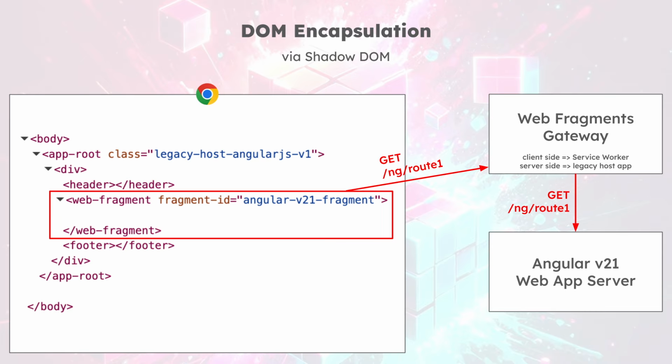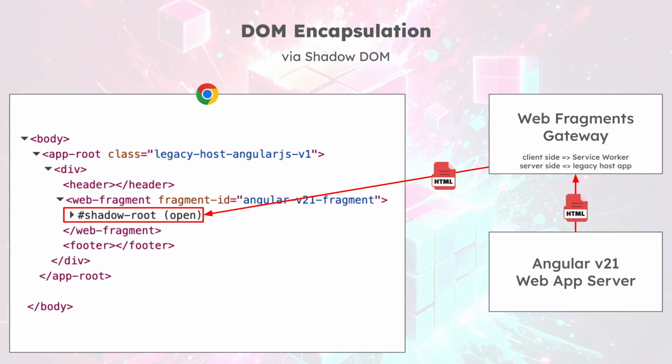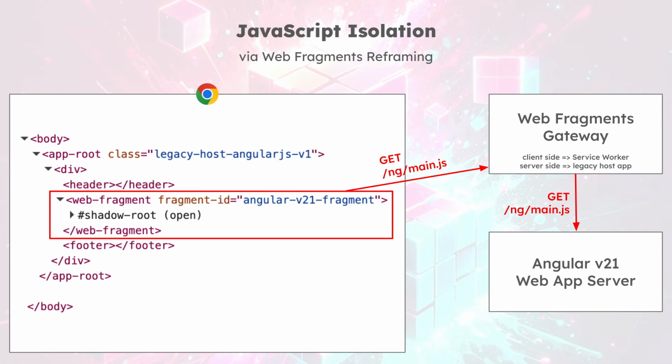The gateway is first used to get the initial HTML for the fragment. The fragment HTML is rendered on the page inside a shadow DOM. This shadow DOM encapsulates all CSS for the fragment and creates a mock document target for the fragment. Finally, we have the unique and clever way in which Web Fragments isolate JavaScript through a process called reframing.